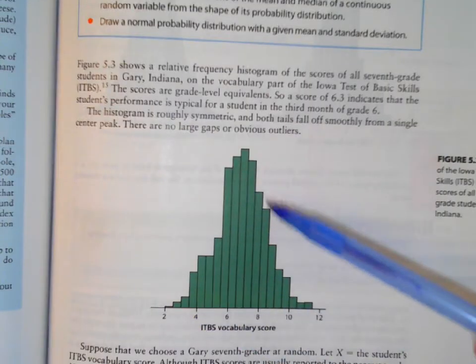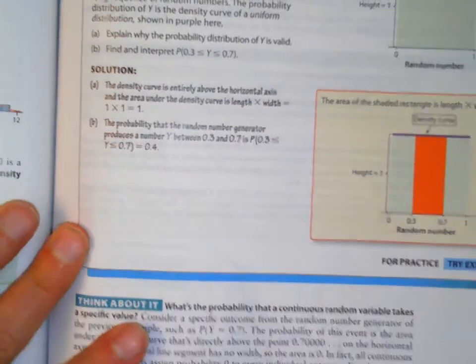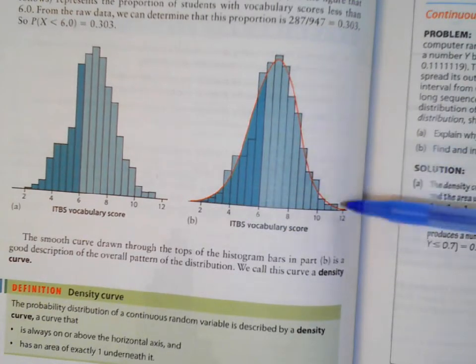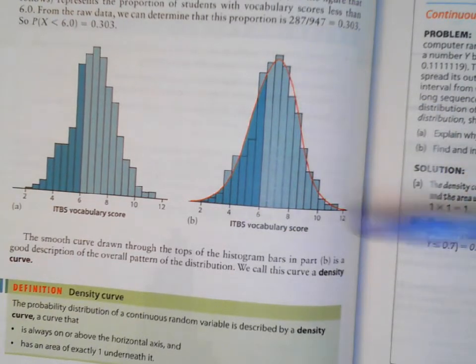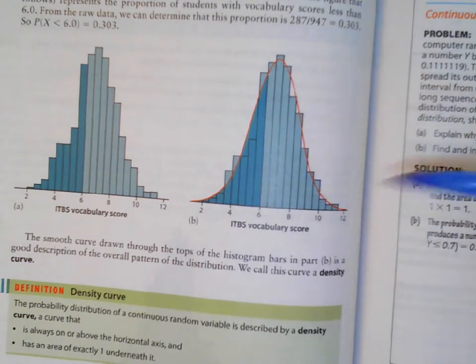So here we have kind of a graph of a discrete, right? We have some different scores. Now, what a continuous does is it kind of takes some of these numbers and evens it out. So this is called a density curve. Okay, so this density curve takes some things and makes a smooth curve out of it.